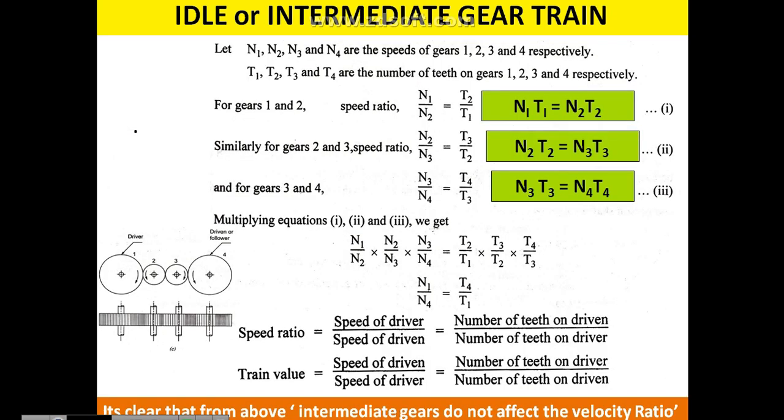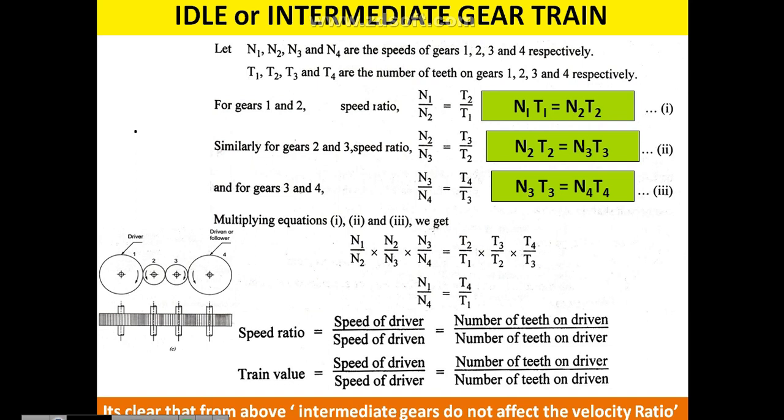So this is the speed ratio for the gears. Consider N1, N2, N3, N4 as the speeds of gears 1, 2, 3, 4, and similarly T1, T2, T3, T4 for the number of teeth on the respective gears. Coming to the speed ratio for gears 1 and 2, N1 by N2 is T2 by T1, derived from the formula N1 T1 equal to N2 T2. Similarly for gears 2 and 3, N2 by N3 is T3 by T2, and for gears 3 and 4, N3 by N4 is T4 by T3.